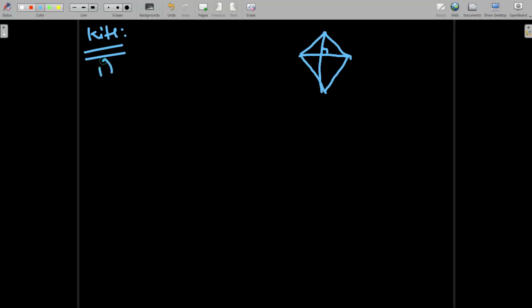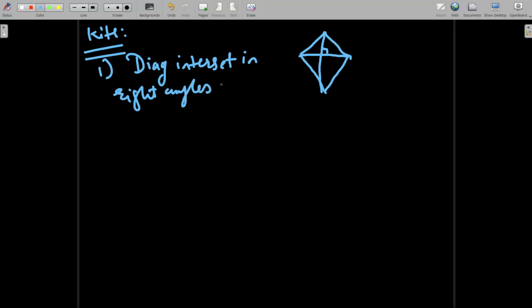So the first important property is: diagonals intersect at right angles, that is 90 degrees. Or we can say that the diagonals intersect each other perpendicularly. This is the easy statement, easy to remember also.